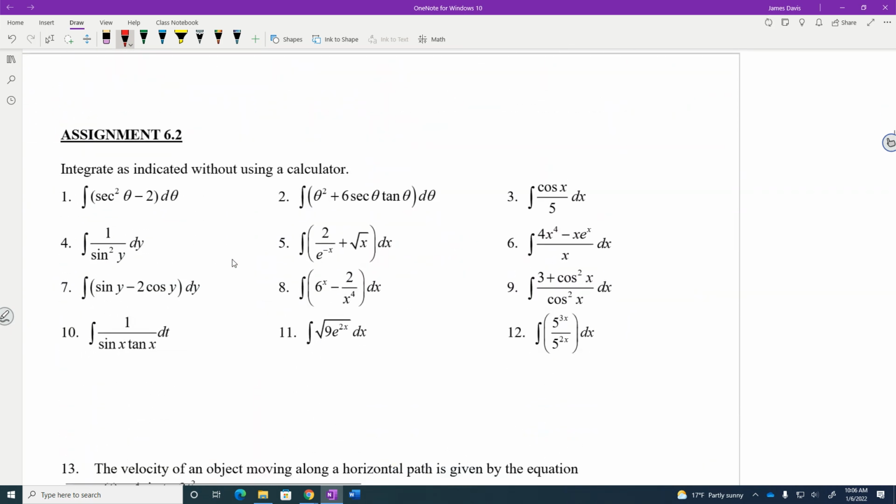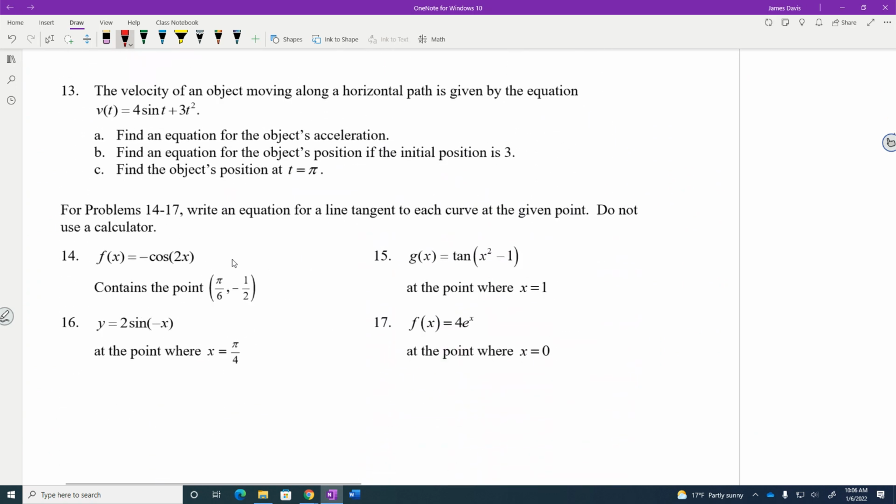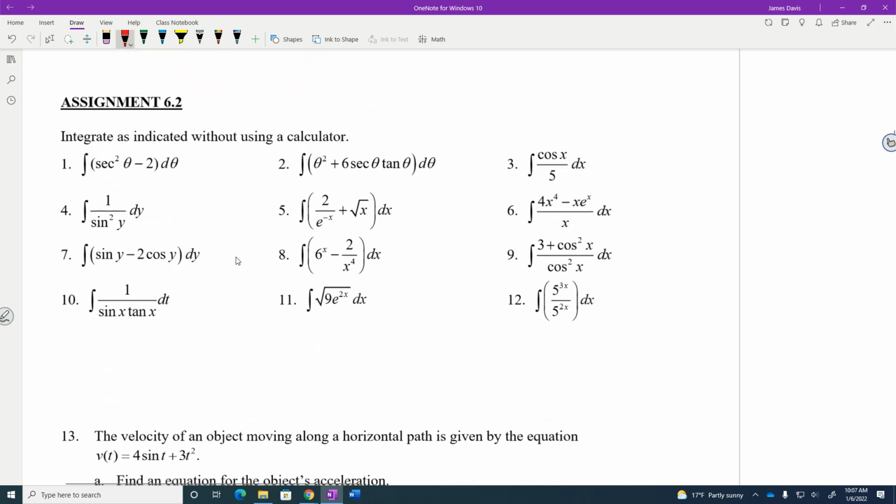So most of the rest then is just practice. Let's do a couple of these harder ones.